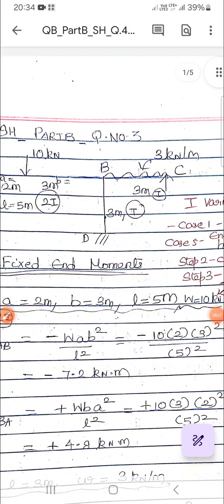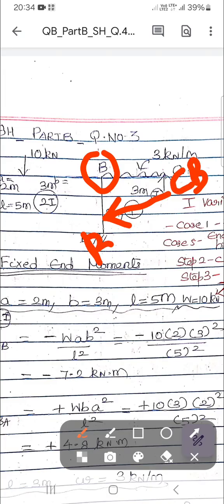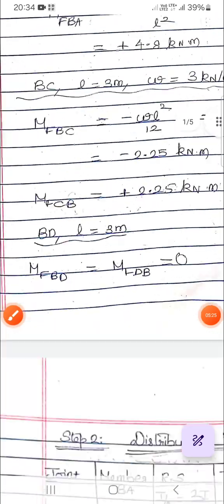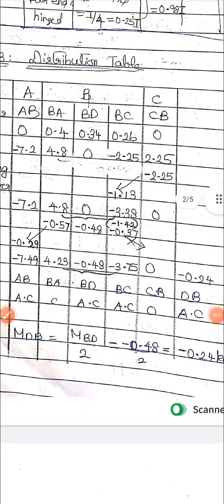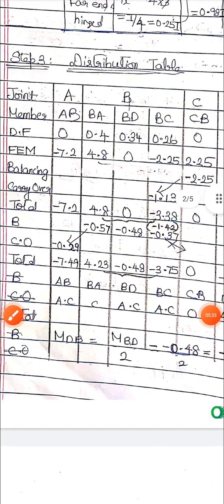Then after that, carry over. Again we'll see, C to B, can there be carry over? What is B? B is a far end. The far end is hinged but continuous. You have A support. So hinged but continuous or fixed, you can have carryover. So C to B, it means CB to BC, carryover is possible. So that carryover has been done. Minus 2.25 by 2 is minus 1.13.